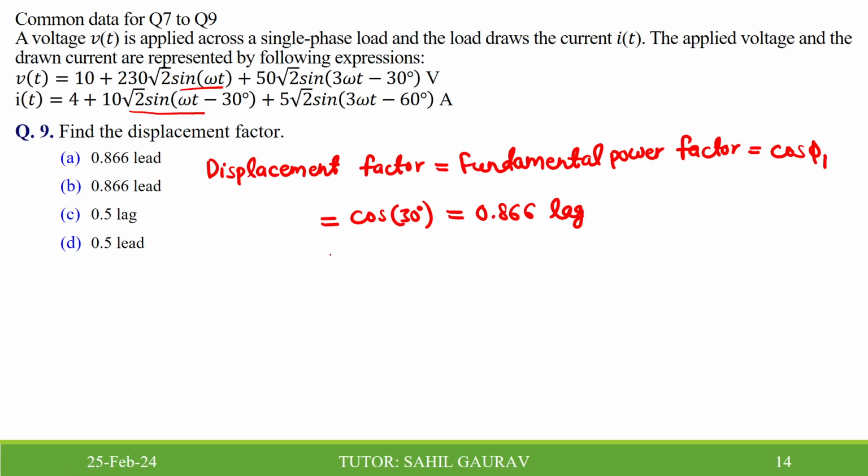So the other way you can also write displacement factor is cos phi 1 equal to P1 divided by V1 I1, if all these values are given.